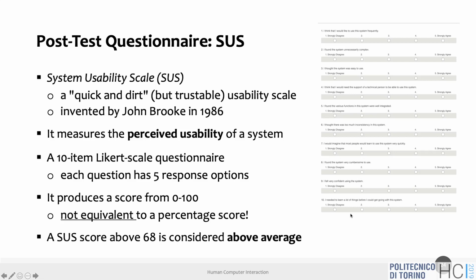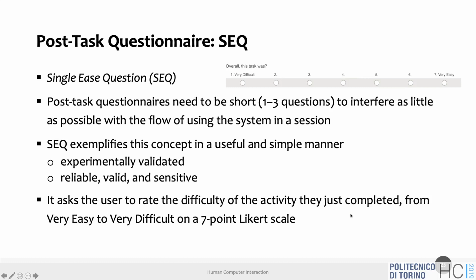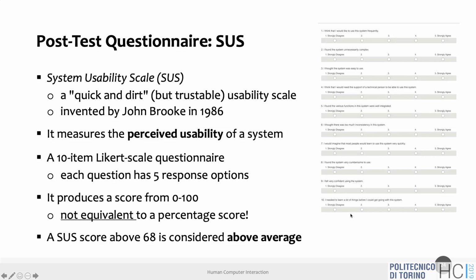So you can create a questionnaire from scratch, asking about learnability, usability, ease of use, and so on, or you can use some of the existing validated and reliable questionnaires. We have seen yesterday a post-task questionnaire with just one question, the single ease question. And today we can resume from here with the System Usability Scale, which is a post-test questionnaire: at the end of a session with a participant, you can administer it.